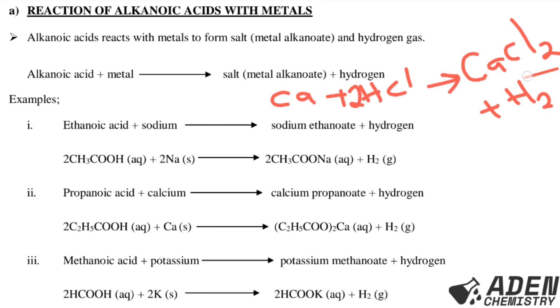So check here. Here we're having the anion side. It's having 2. So this is the anion side, the propanoate ion. So we're having the 2 there. Because it's a radical, we are putting brackets.